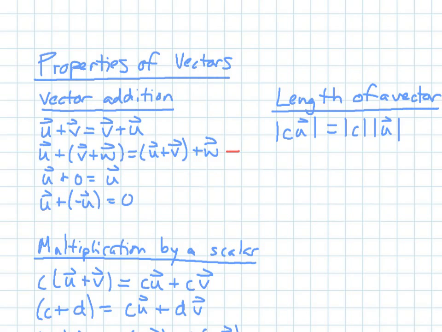Okay? The length of a vector multiplied by a scalar is the same thing as the absolute value of the scalar times the length of the vector. It's the same thing if I take out the scalar and do the absolute value of the scalar and the length of the vector individually to find the length. Those are the same.